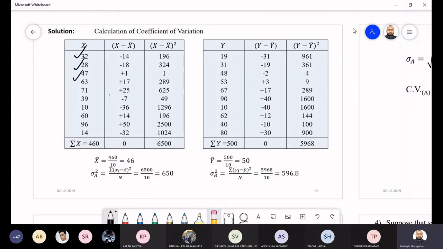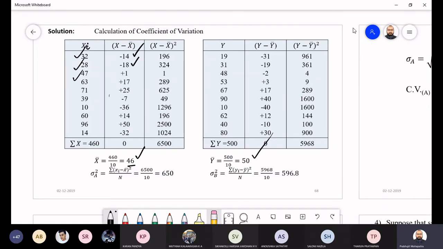So you calculate the total sum and divide to get the mean. For the first batsman, the average is 46. For the second batsman, the mean is 50. Then you find the deviation from the mean position: xi minus x bar, where x bar is 46. These are your xi's.